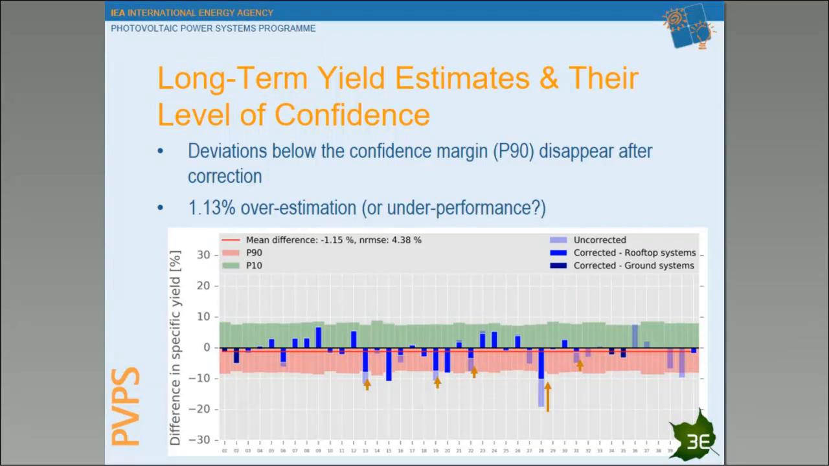So we corrected for this unavailability, and you see already that these outliers disappear. And most of the plants within the portfolio now lay within the expected uncertainty ranges. We observe a small, around 1% overestimation, or could also be underperformance. Not the purpose of this to discuss this further, but you can find more about this topic in the report.